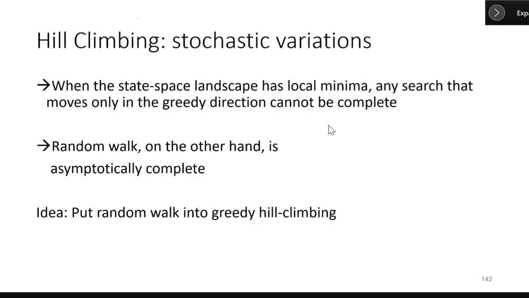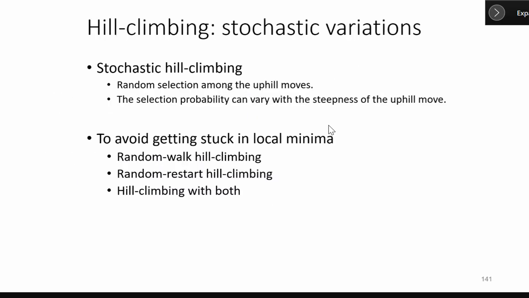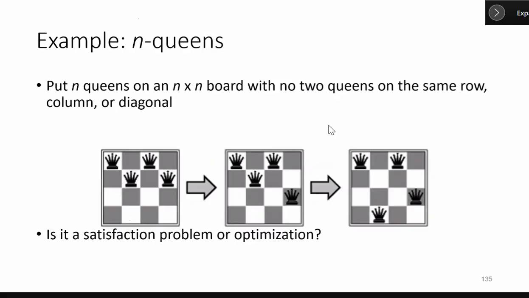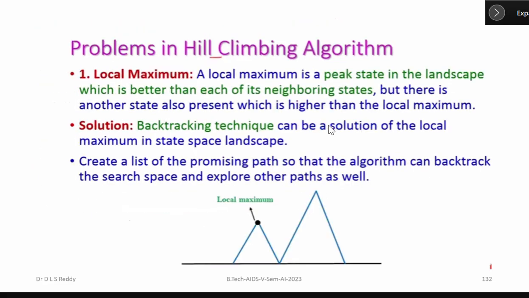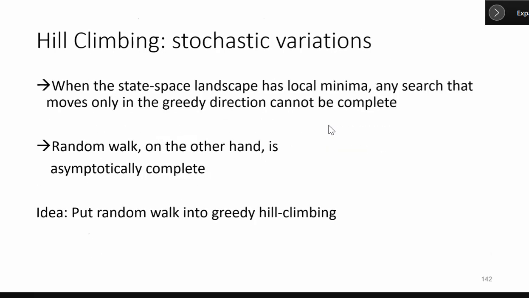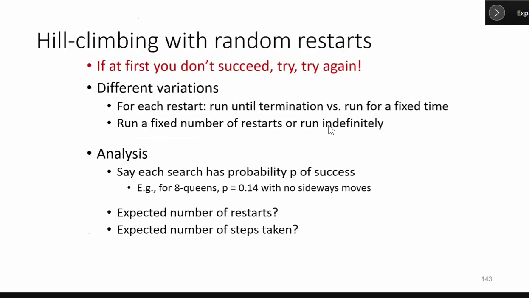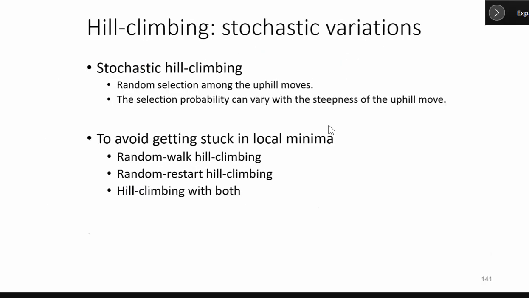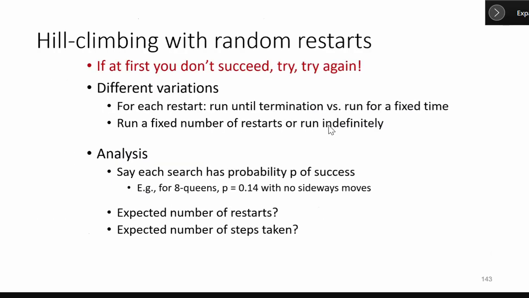In order to overcome the problems in hill climbing, like the plateau, which is one problem you have seen, and local maximum, which is another, we will use these stochastic variations: random walk hill climbing, random restart hill climbing, and both. Restart means you randomly select one point, and from there you restart your search.